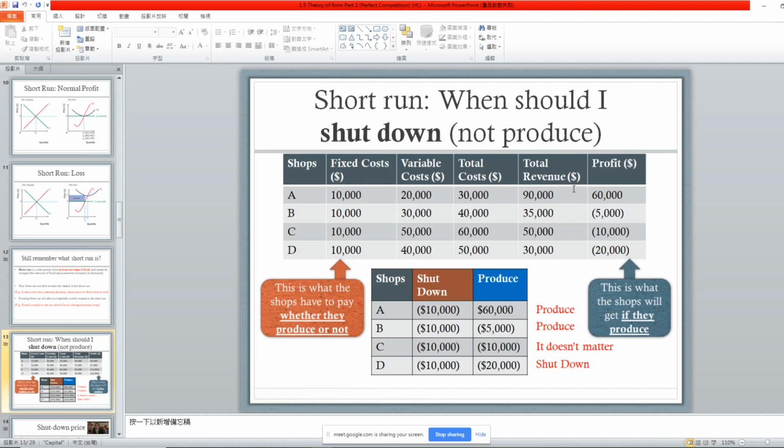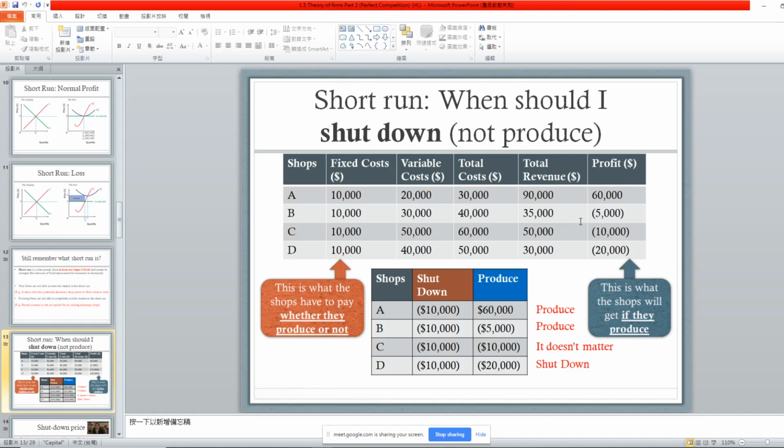Or on the other hand, we can use total revenue to explain this. As long as the total revenue is able to cover something, then we will keep producing. What is that something? Variable cost. Yeah, Andrew. Correct. Good. Well done, guys.